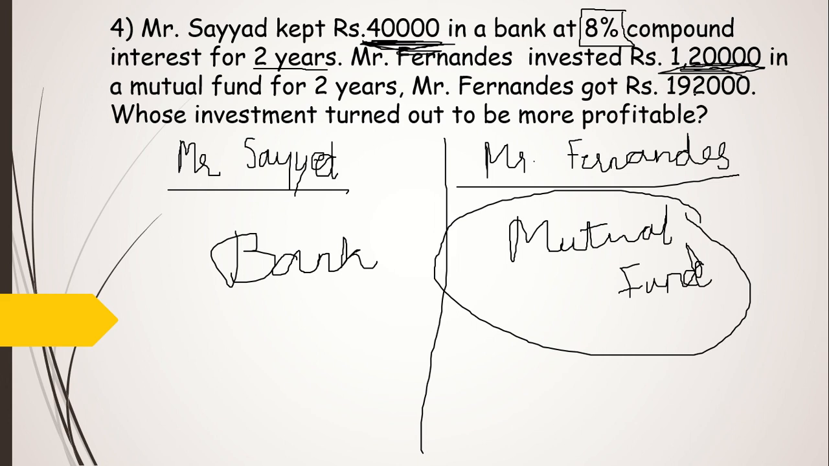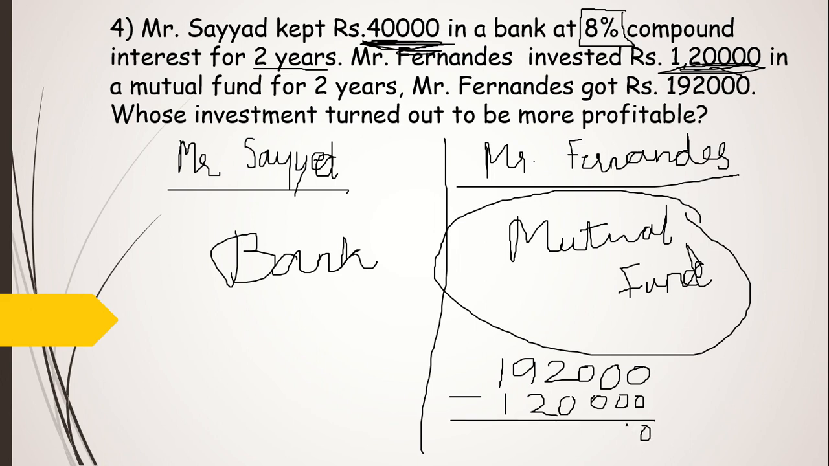Whereas this person's profit we can directly see. 1,20,000 he invested and he got 1,92,000. So 1,92,000 he got after 2 years and he had invested only 1,20,000. So his profit directly we can see here. It is obviously a profit. 72,000 is his direct profit after 2 years. 72,000 he has got as a profit.